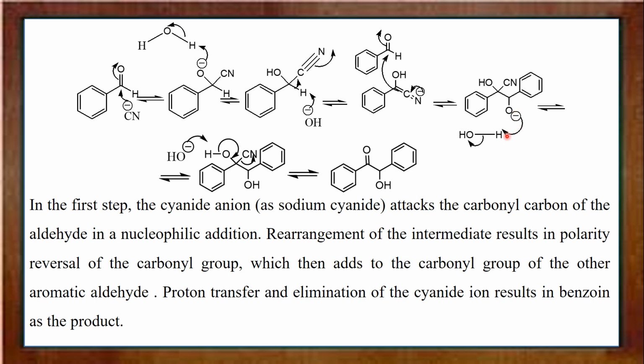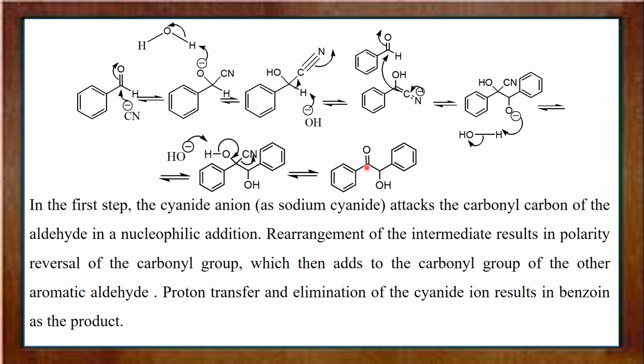That O minus takes up a proton from another water molecule, and we get a product which is less stable. This is a cyanohydrin, which reacts with the hydroxide generated from here. That hydroxide takes up a proton from OH, therefore it becomes O minus. So O minus is pushing out the cyanide. So a nucleophilic substitution is taking place at this carbon, where O minus is the nucleophile, and cyanide ion is the leaving group.